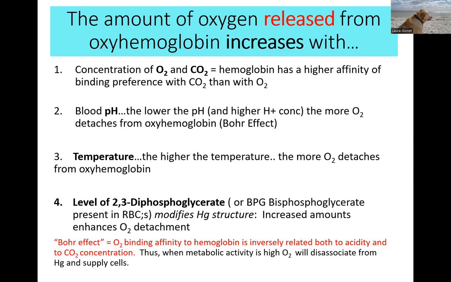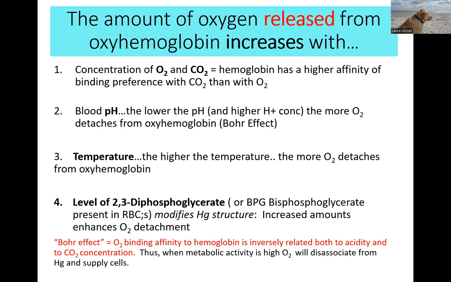All right, blood pH. The lower the pH, thus the higher the hydrogen ion concentration, the more oxygen detaches from oxyhemoglobin. And that kind of goes back to the carbon dioxide point. When we look at this equation, as carbon dioxide goes up, hydrogen ion concentration goes up, the pH value goes down. Right? When you have a lot of metabolic activity, the pH is going to become more acidic, and thus oxygen readily dissociates from oxyhemoglobin. That's what's called the Bohr effect.